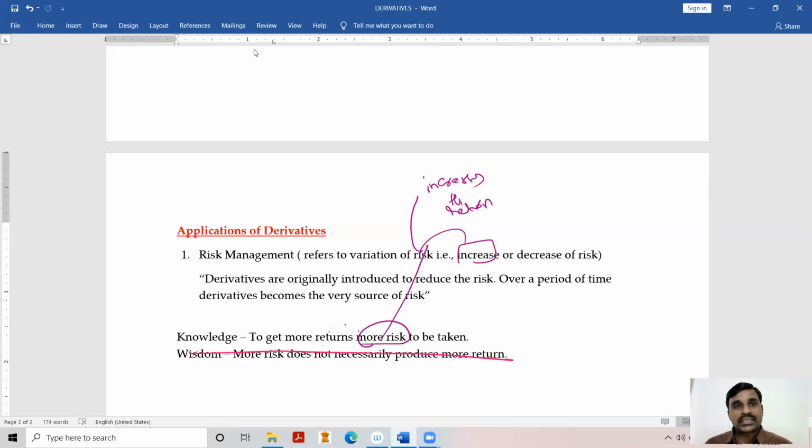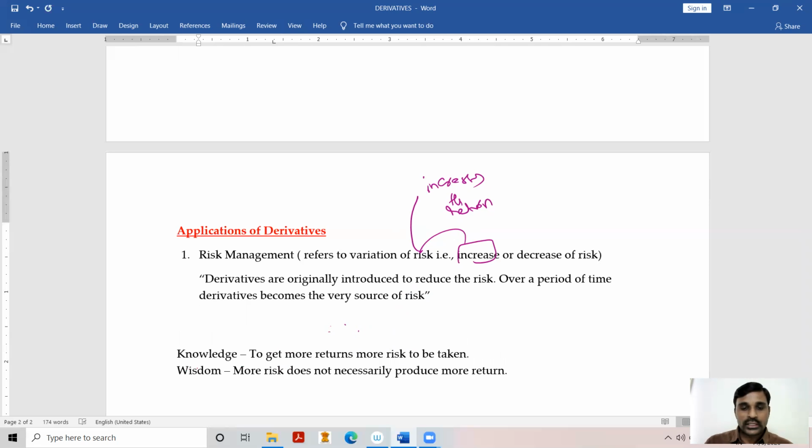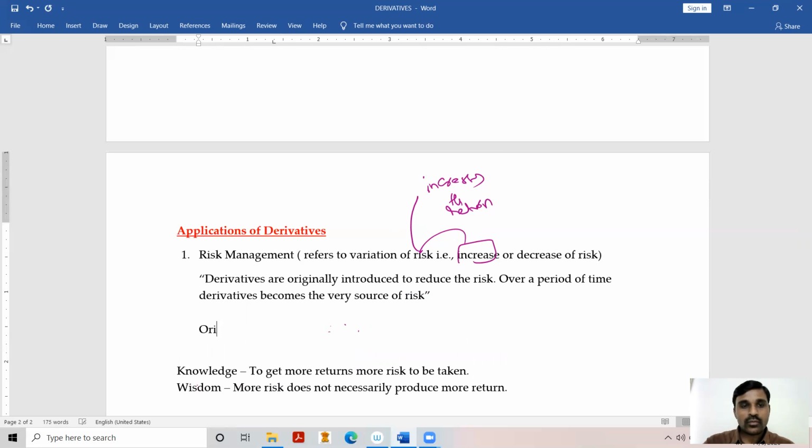So people, with the expectation of more return, are entering into derivatives. They are taking more risk. Derivatives are more risky, and it has been made like that. Originally, they were introduced to manage or reduce the risk. Now they have become the very source of risk.